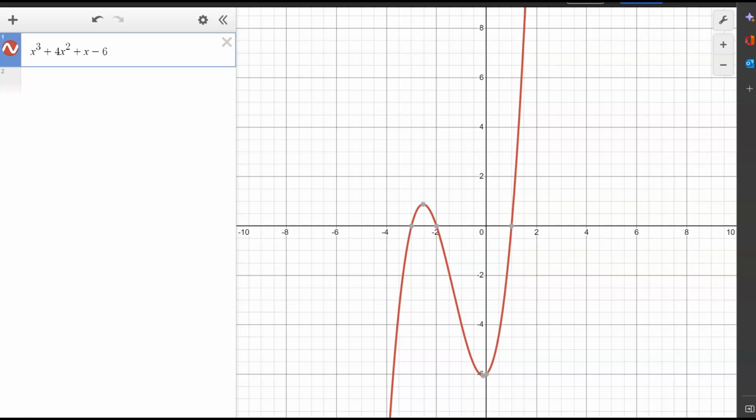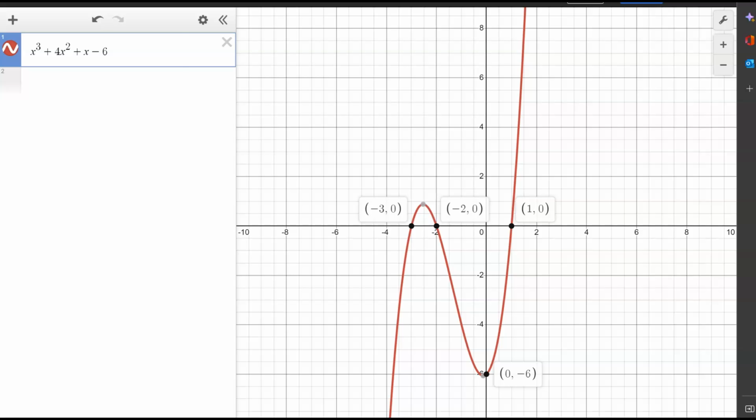Now, we're going to be looking at the zeros. Again, those are our x-intercepts. So we have (-3, 0), (-2, 0), and (1, 0) for our x-intercepts, and our y-intercept is down here at (0, -6). So those are our important points there.